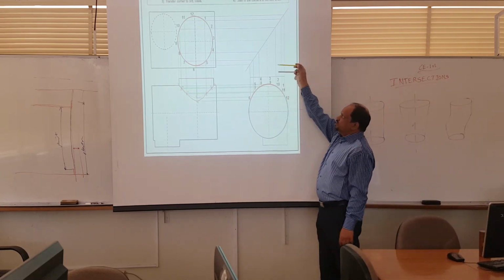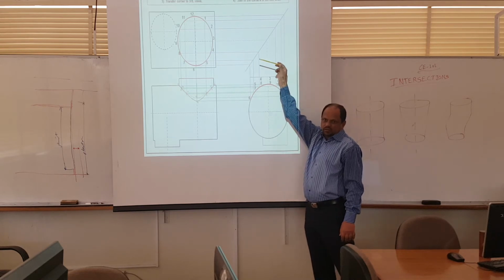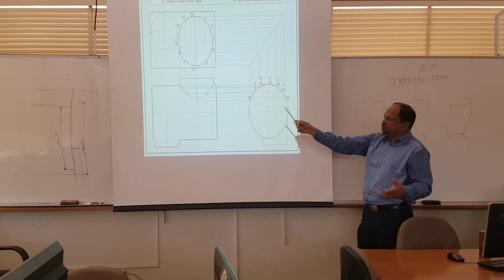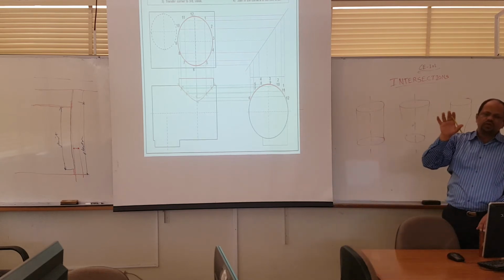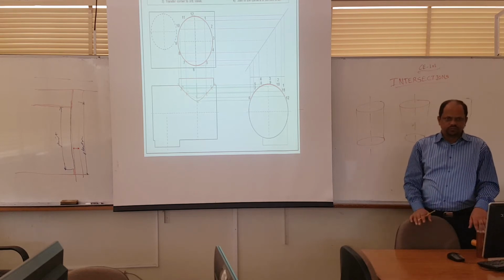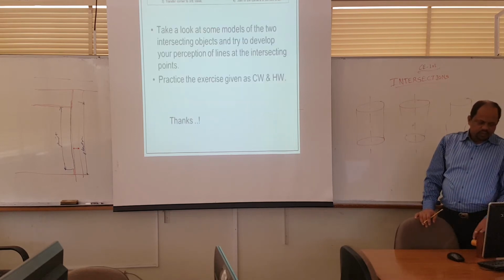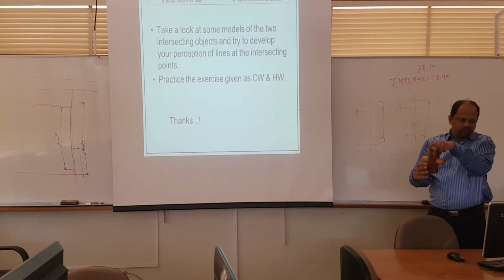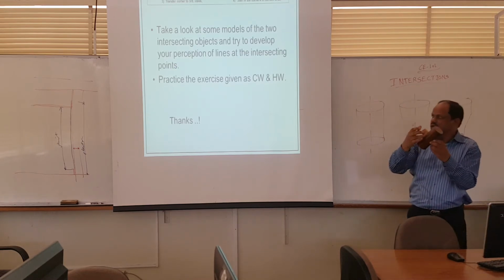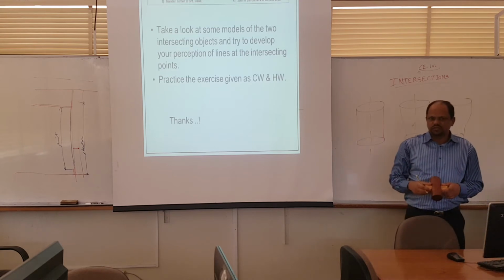Then, when you are drawing, your line of sight should be from this side. You have to watch from this side. So, produce the view. Of any 3 views, 2 will be complete and the third will be incomplete. You have to draw the lines, project them, and transfer the corners to get it. Take a look at some models. These are the models of the intersecting objects, and try to develop your perception of the intersection of the lines. Practice the given exercise as classwork and homework.